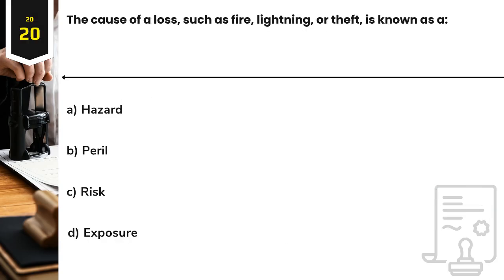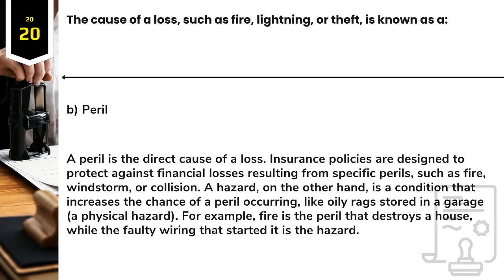Question 20. The cause of a loss, such as fire, lightning, or theft, is known as A. Hazard. B. Peril. C. Risk. D. Exposure. Answer: B. Peril. A peril is the direct cause of a loss. Insurance policies are designed to protect against financial losses resulting from specific perils, such as fire, windstorm, or collision. A hazard, on the other hand, is a condition that increases the chance of a peril occurring, like oily rags stored in a garage, a physical hazard. For example, fire is the peril that destroys a house, while the faulty wiring that started it is the hazard.